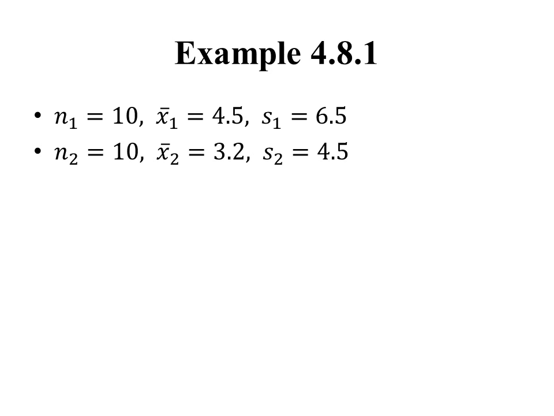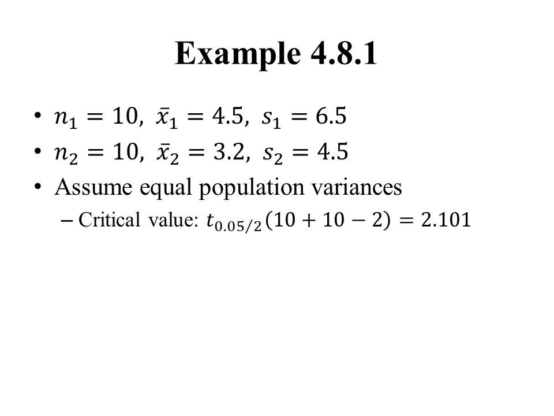So let's apply these formulas here to this example. In our problem, here are the values of our sample statistics that were given. Now, in our first calculation, we're going to assume equal population variances. First we'll find our critical value. It's a t-score. We'll use a 0.05 significance level. We're going to have 10 plus 10 minus 2, which is 18 degrees of freedom. If we look up that critical value from our critical value table, we get 2.101.